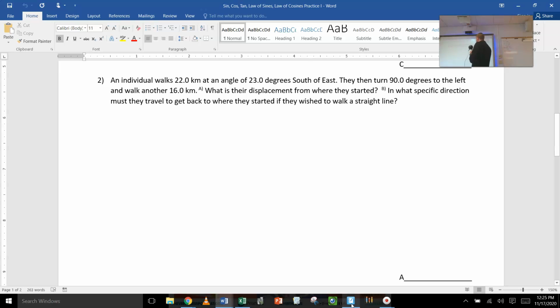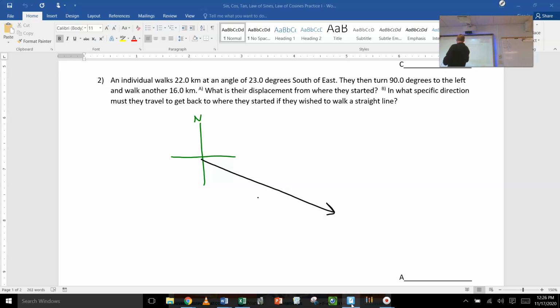So in this problem, it says an individual walks 22 kilometers at an angle. So here's north. They walk 22 kilometers at an angle of 23 degrees. So here's 22 kilometers. And this is an angle of 23 degrees south of east. And they turn and they make a right angle. Oh boy.